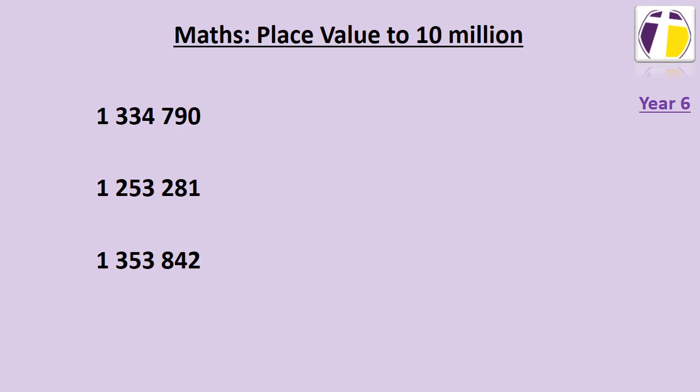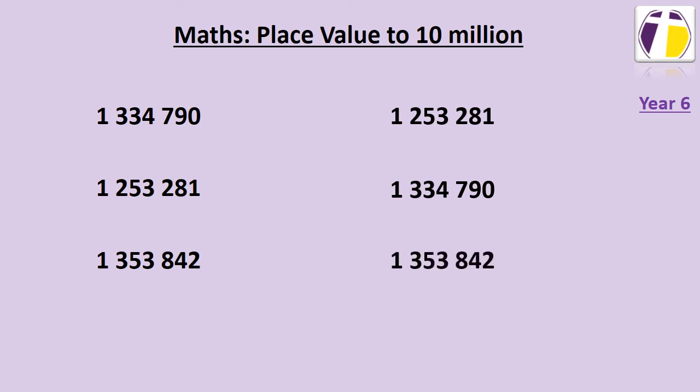We can see here that the middle number only has 200 thousands, whereas the other numbers have 300 thousands. So this one, 1,253,281, is the smallest. When looking at the next two numbers, both have 3 in the hundred thousands column, so we need to look at the 10,000s columns. And we can see here the bottom number has 5 10,000s, whereas the top number has 3 10,000s. So the bottom number is bigger, meaning that the top number comes next in our order. This leaves us with the final number, 1,353,842, as the biggest number.